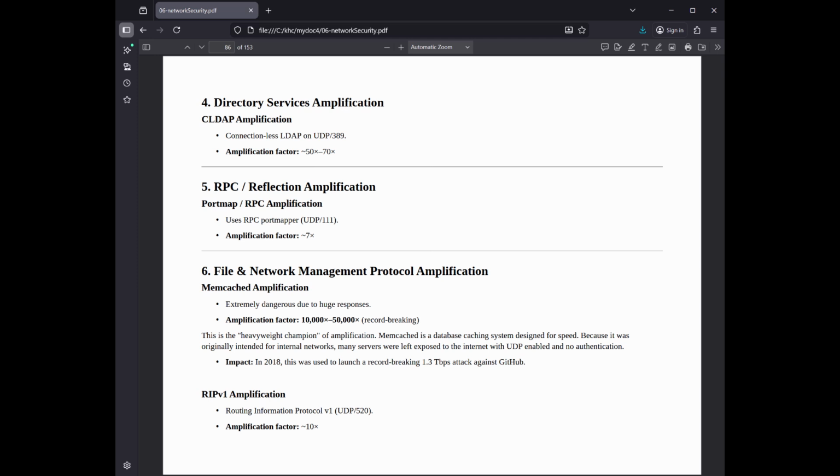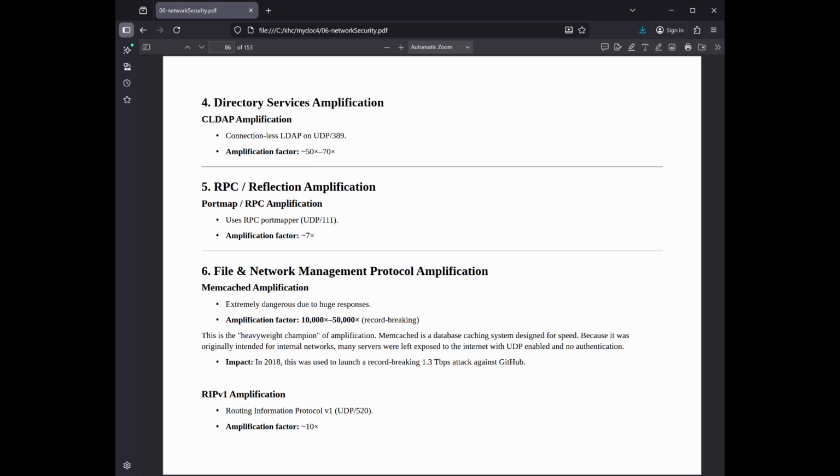6. File and network management protocol amplification. Memcached amplification is extremely dangerous due to huge responses. Amplification factor: 10,000 times, 50,000 times, record-breaking. This is the heavyweight champion of amplification. Memcached is a database caching system designed for speed. Because it was originally intended for internal networks, many servers were left exposed to the internet with UDP enabled and no authentication. Impact: in 2018, this was used to launch a record-breaking 1.3 Tbps attack against GitHub.